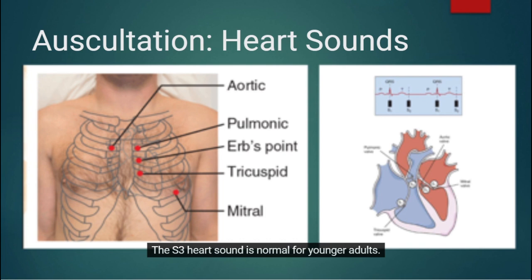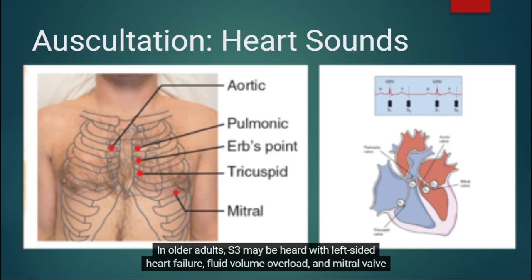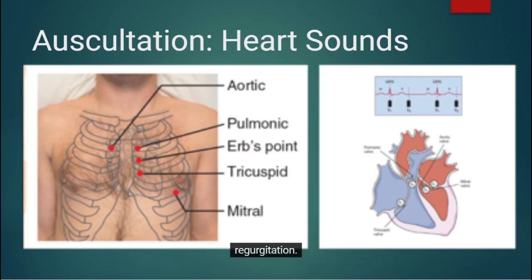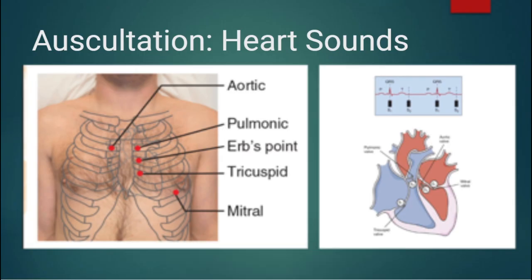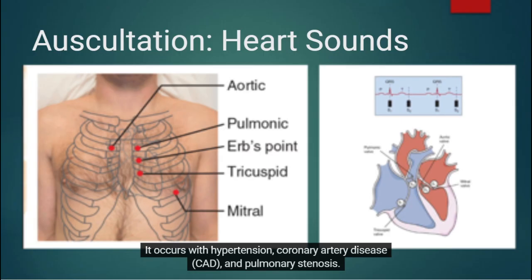The S3 heart sound is normal for younger adults. It sounds like a gallop and is a low-pitched sound heard early in diastole. In older adults, S3 may be heard with left-sided heart failure, fluid volume overload, and mitral valve regurgitation. The S4 heart sound is also a low-pitched sound, similar to a gallop but heard late in diastole. It occurs with hypertension, coronary artery disease, CAD, and pulmonary stenosis.